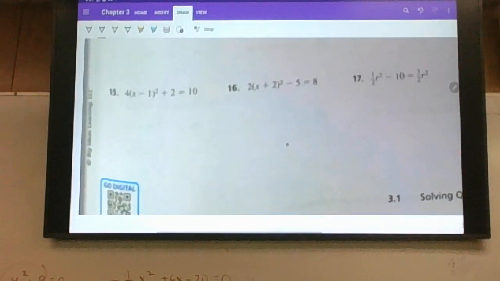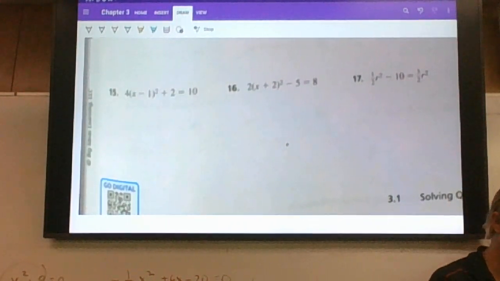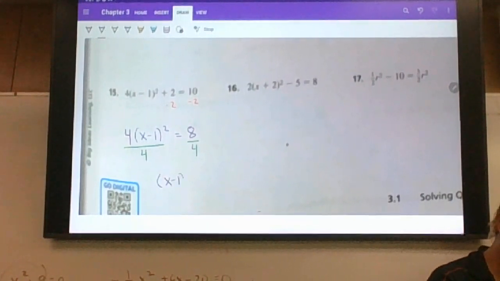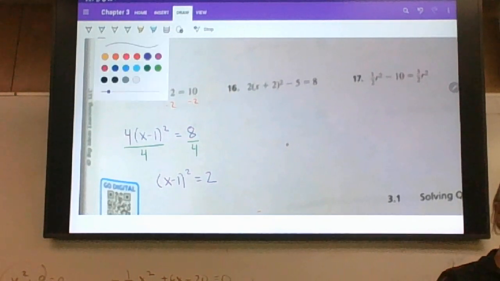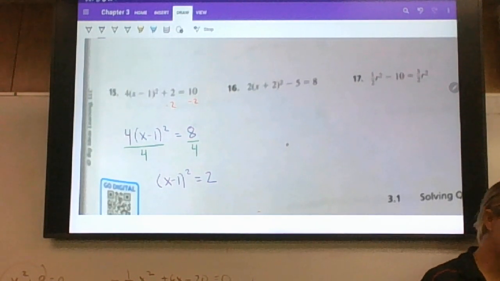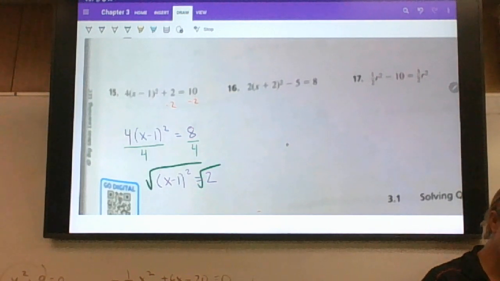All right, I'm going to start with 15. So if you haven't done it yet, go there. If you have and you were confused, go there. -2 from both sides. I'm going to divide both sides by 4. And that's just setting the problem up correctly. I will now square root both sides.